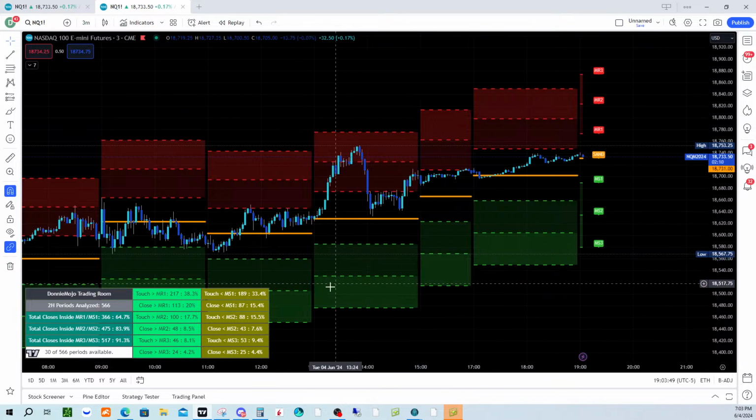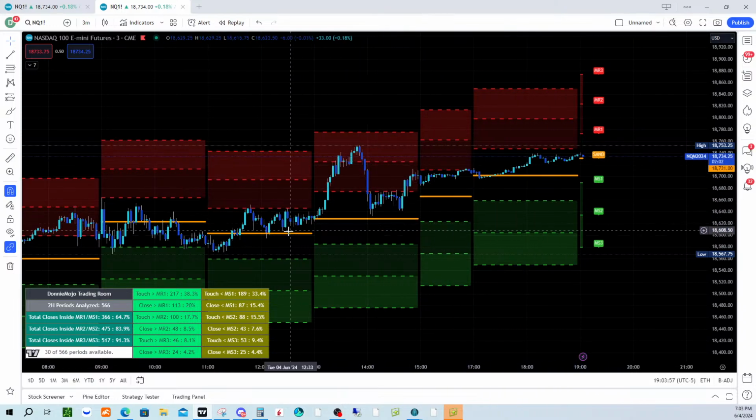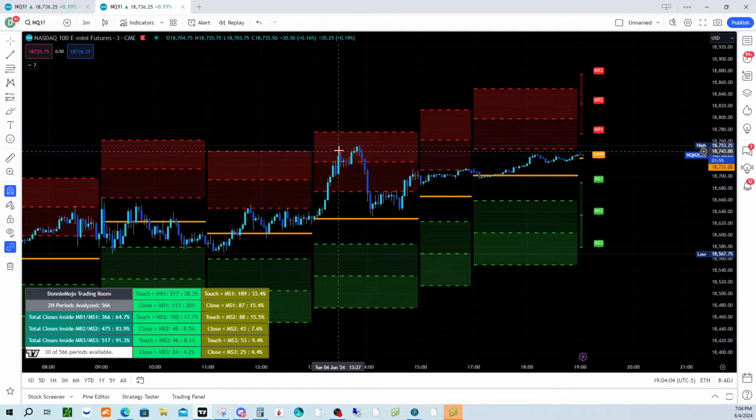So basically, we have the line in the sand, which is the orange line you see there. That's what we call the line in the sand. So if we're above the line in the sand, we have a bullish sentiment, and if we're below it, we have a bearish sentiment.